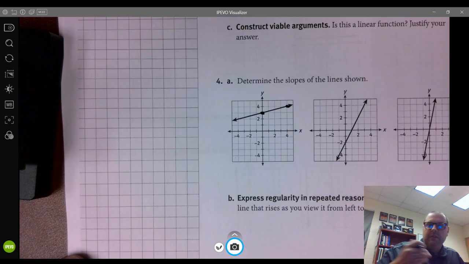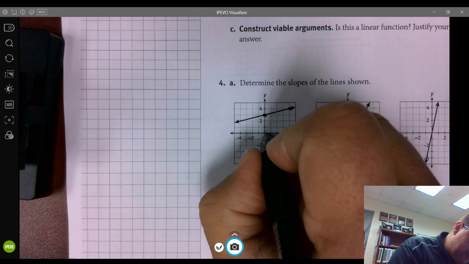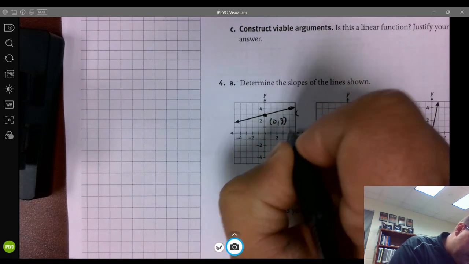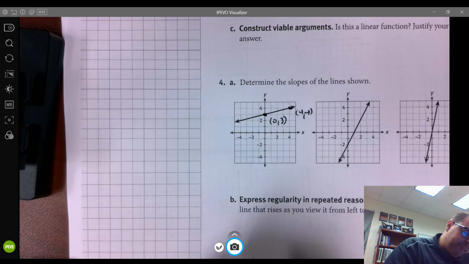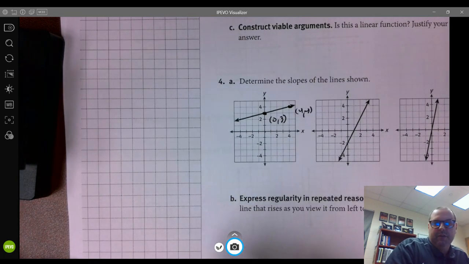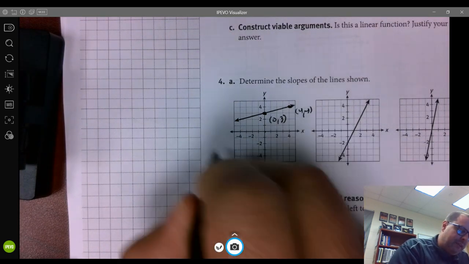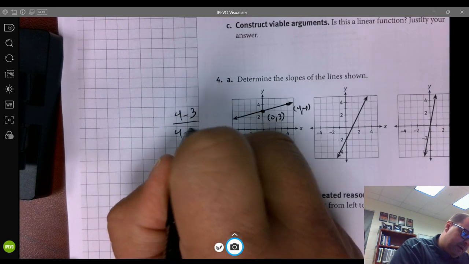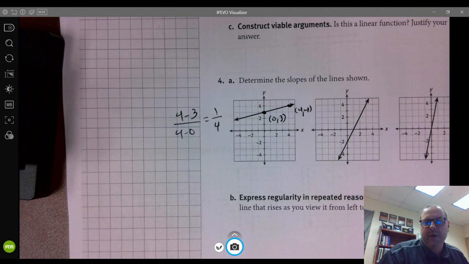Now, there's a couple ways we could really do this. We can write these points out and say, okay, this is at 0 and 3. This point here we have at 4 for the x and 4 for the y. And I could do what we've been doing with our equation. Subtract the y's. So in this, I'm going to go right to left here. So 4 minus 3 over 4 minus 0, I get 1/4. That's one way to do it.